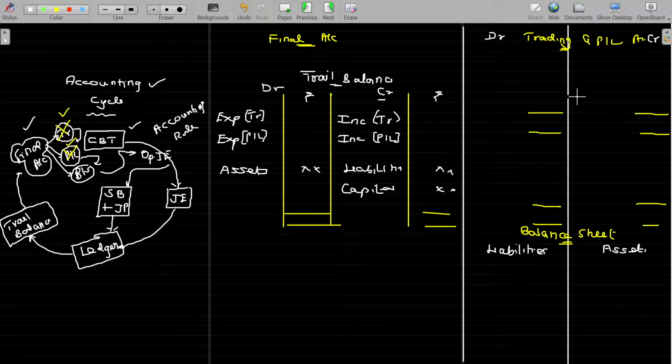Here, trading and P&L account, and balance sheet.